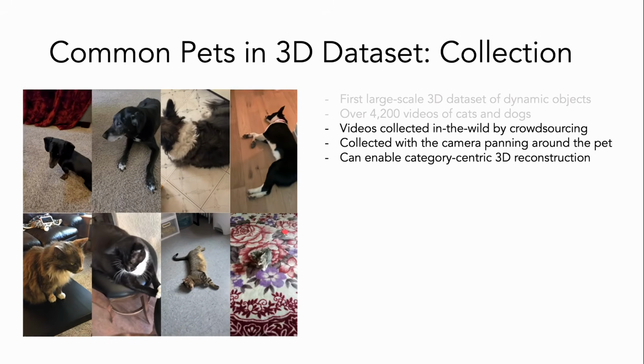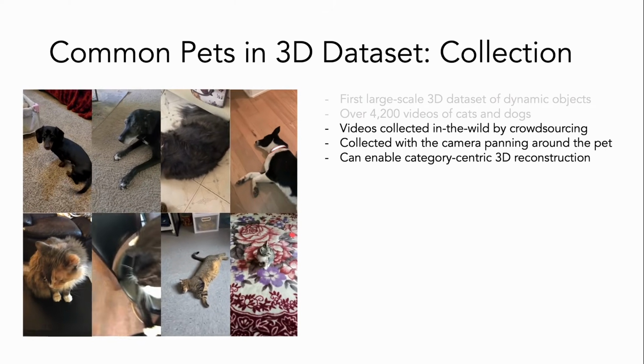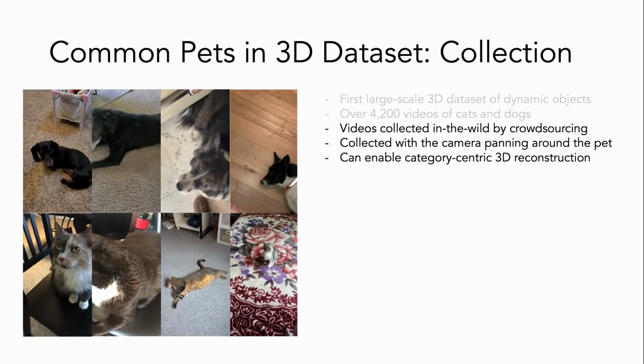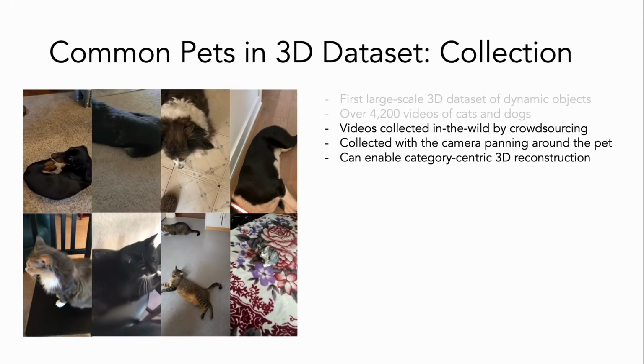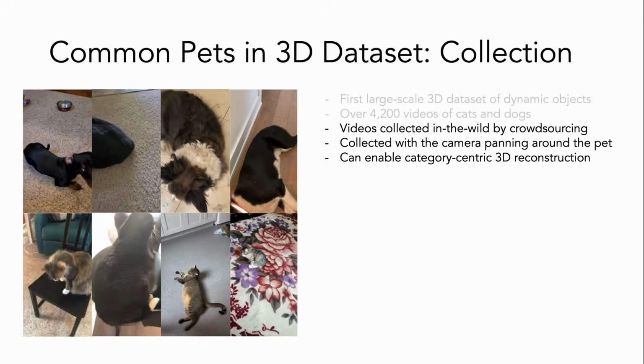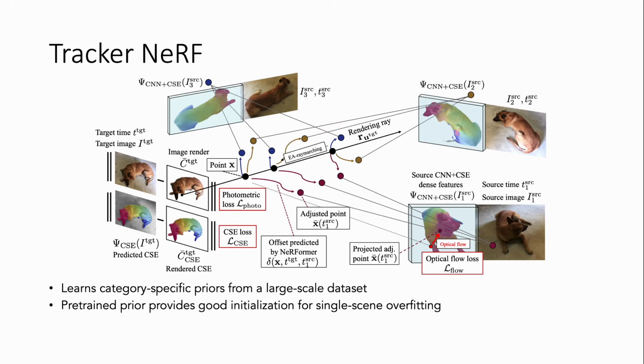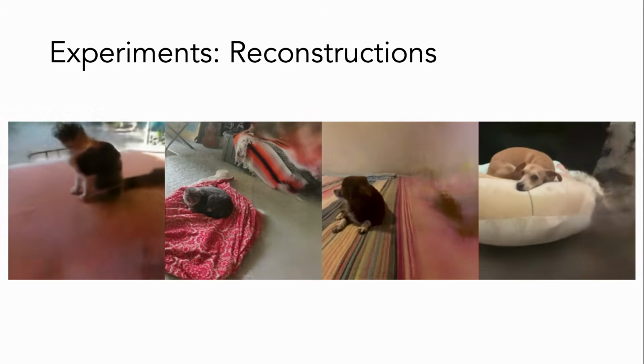The data is extremely diverse as it was collected via crowdsourcing, and the pets can be found interacting with the environment as the camera pans around them. This dataset is useful to train category-centric 3D reconstruction. In this paper, we propose TrackerNerf, a neural rendering method that learns category-specific priors from the Common Pets dataset. The prior can then be used to fine-tune to perform fast and effective reconstruction on a novel video. Here are some examples.